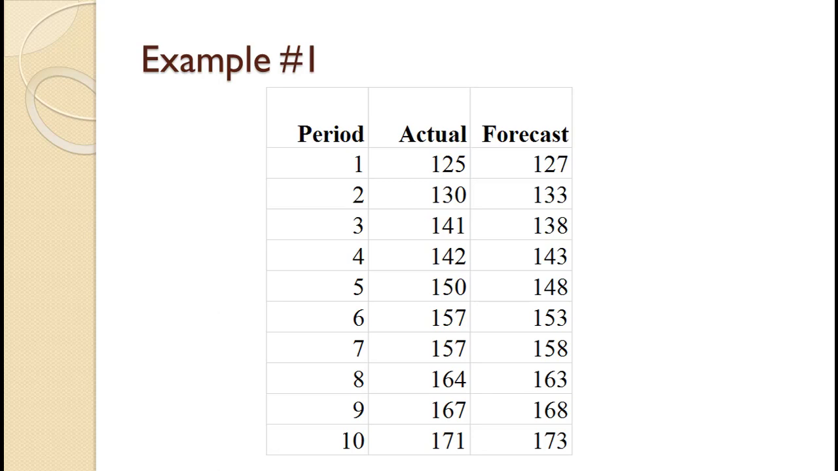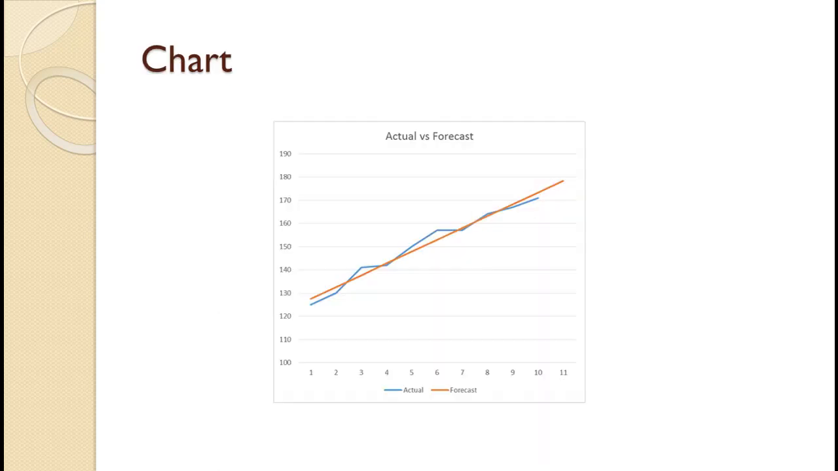Is there bias? The slide shows a chart of the actual and forecast values. Notice that the two are very close and that the forecast in orange is sometimes above and sometimes below the actual values in blue. Therefore, we do not expect to find bias.